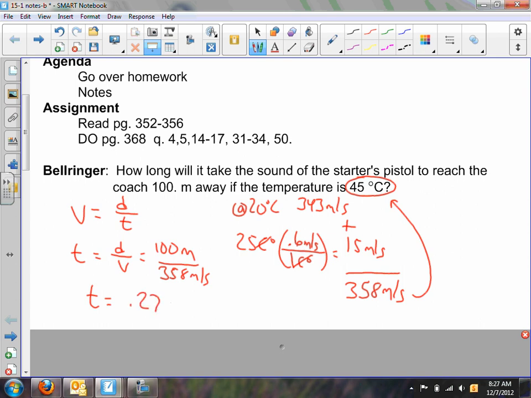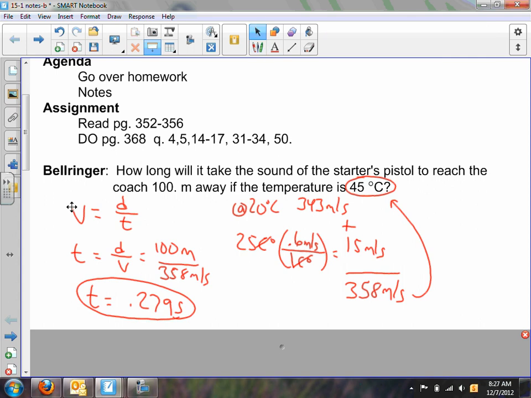0.279 seconds. You'll see the smoke from the starter's pistol immediately, because the speed of light is almost instantaneous, 3 times 10^8 meters per second. You will hear it 0.28 seconds later. So if you're going by sound, their times will be actually a little faster than if you go by when you see the light.